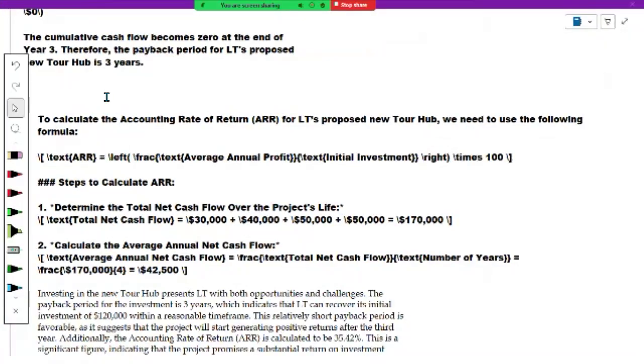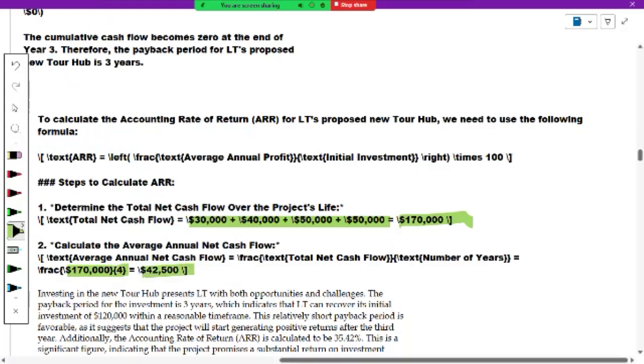Okay, so for calculating the average rate of return, we have to follow the formula. The formula for finding the accounting rate of return is annual net cash flow divided by the number of years. First of all, we have to find out the total net cash flow. Net cash flow in the first year was 30,000, and after that 40,000, 50,000 plus 50,000. So altogether we have $170,000 of net cash flow. And the number of years is 4, if you see in the case study. So 170,000 is the net cash flow, and the number of years is 4. So it means that the average annual net cash flow would be 42,500.